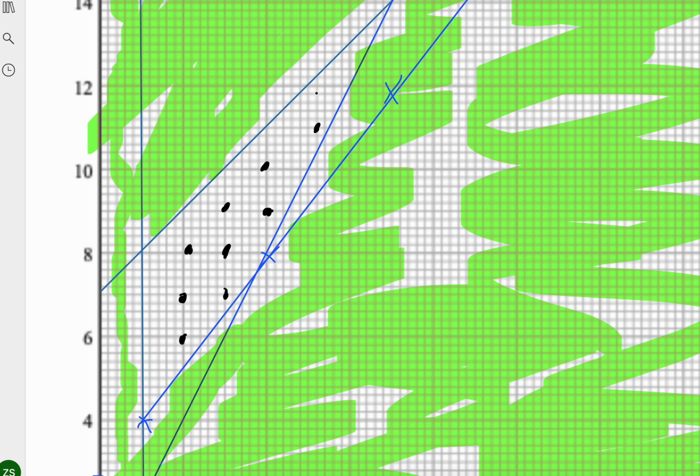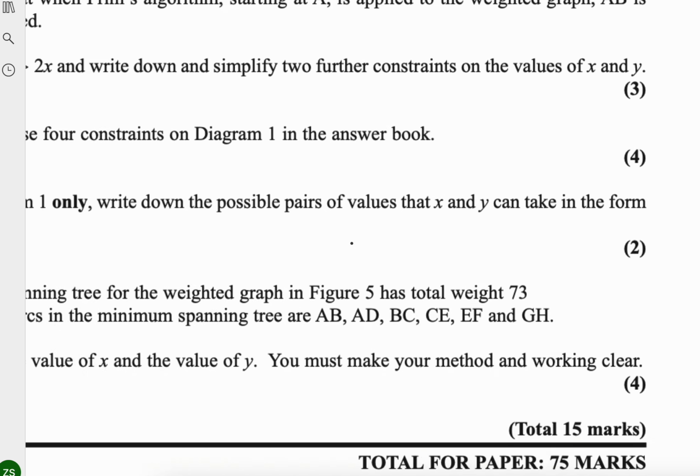Down there, and (5, 12) is on the line. So that gives us our (3, 6), (3, 7), (3, 8), (3, 9). Only 9 solutions. Okay?